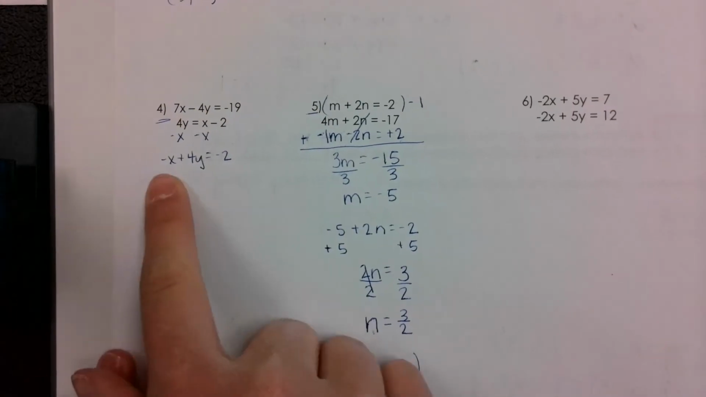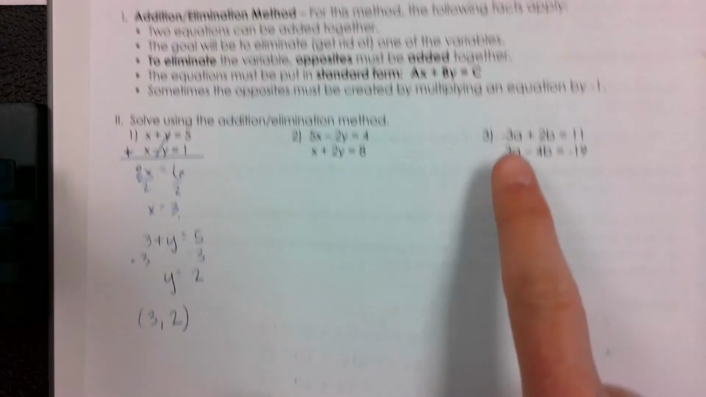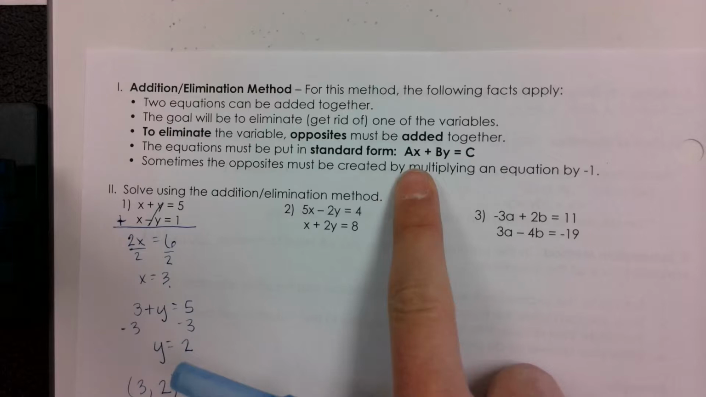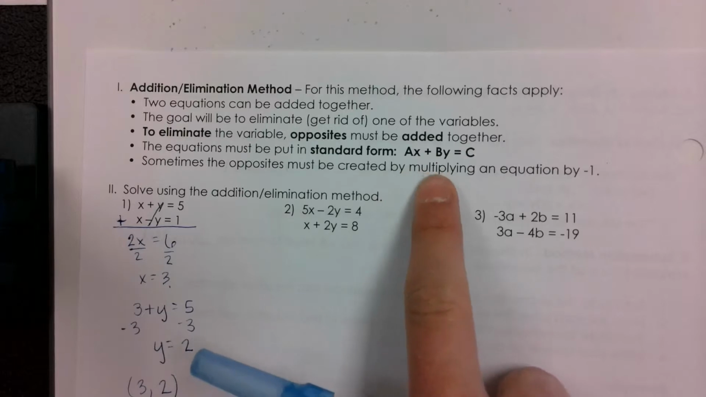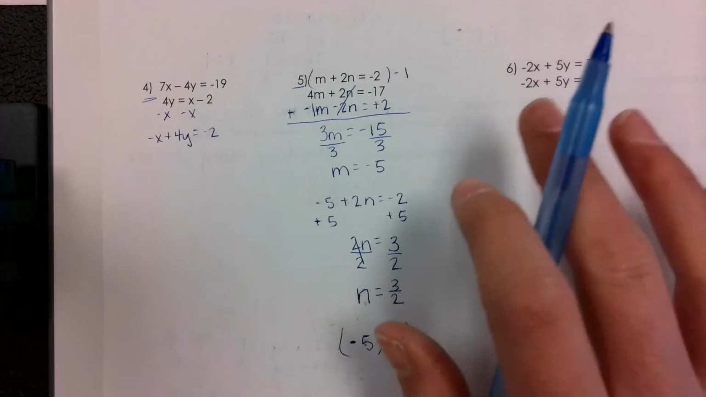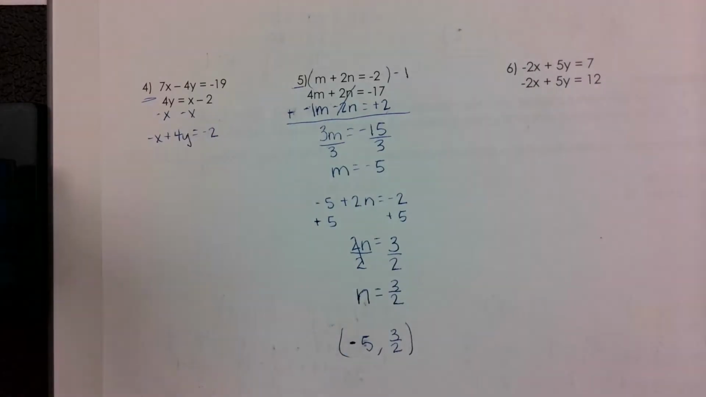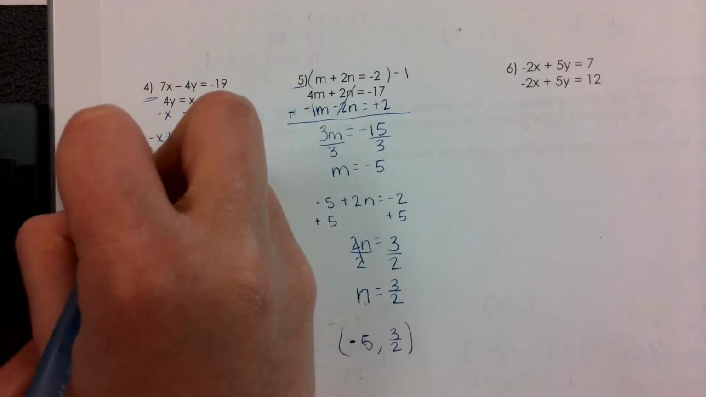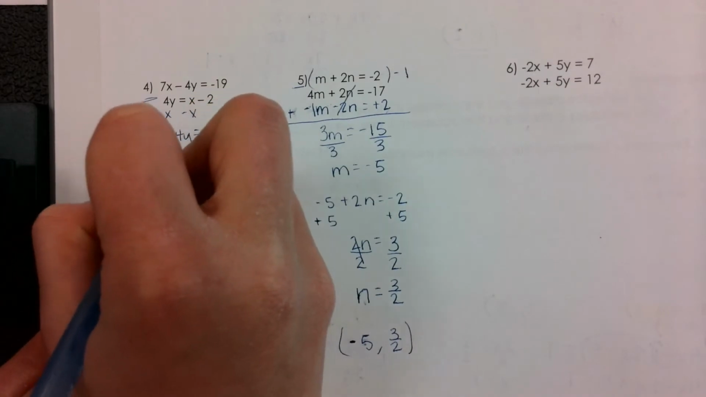At the top of your page up here, it tells you what that is. This right here is standard form, so when you've got x's and y's on the same side, your equations have to be in this form for us to do elimination, so that's why we're changing this one around here. So I'm going to rewrite the top equation just so everything's lined up nicely here. We'll have 7x minus 4y equals negative 19.